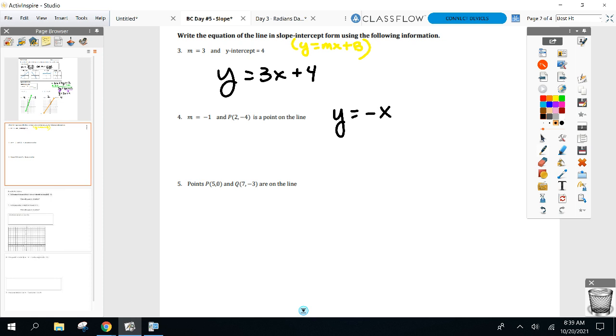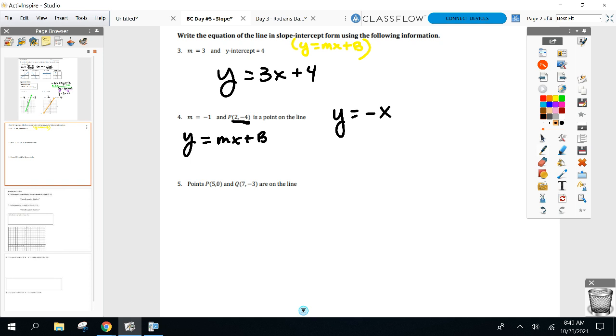I'll let you guys talk if you want. Anybody remember a way you could find the y-intercept given this point on the line? I don't want to graph either. Anybody remember? What are we missing, by the way? Again, what are we missing? The b value, aren't we? We're missing the b value.